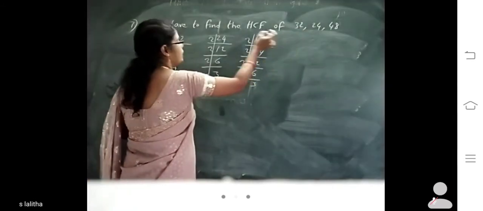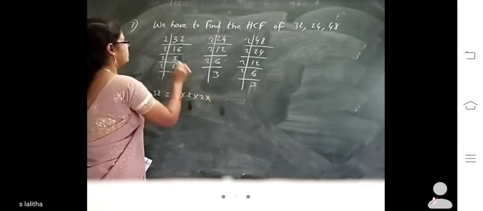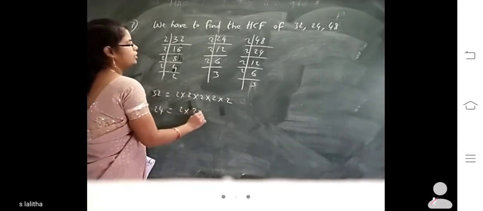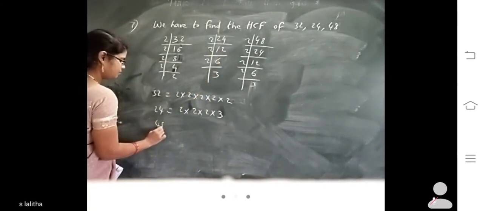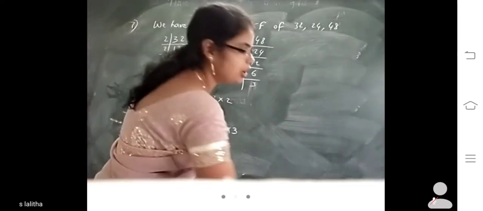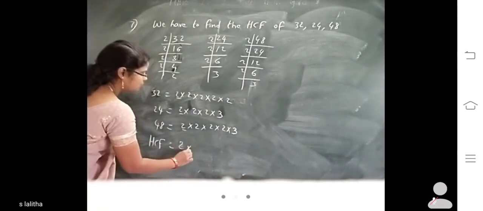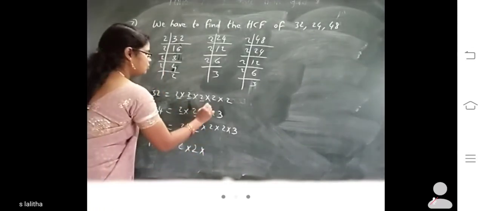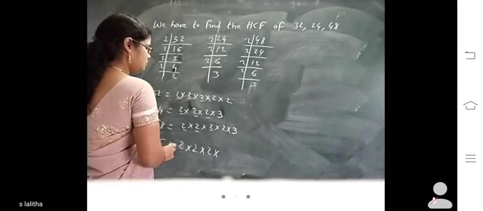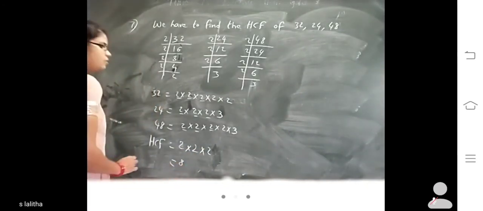So 32, 24, 48. Okay? 32, what are the factors? 2 into 2 into 2 into 2 into 2. Next 24: 2 into 2 into 2 into 3. 48: 2 into 2 into 2 into 2 into 3. Now you have to find the common factors. What are the common factors? 2, 2, 2. So write 2, next 2, next 2. Next, here the 2 is not there. 2 4s are 8. So what is the capacity?